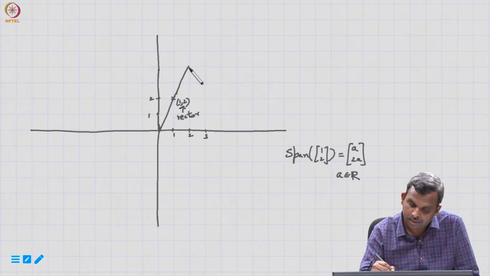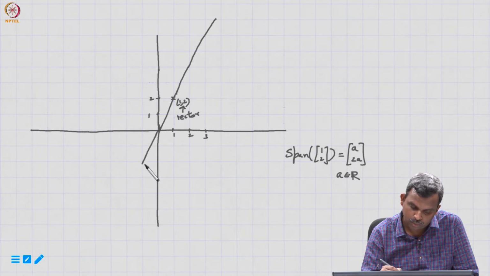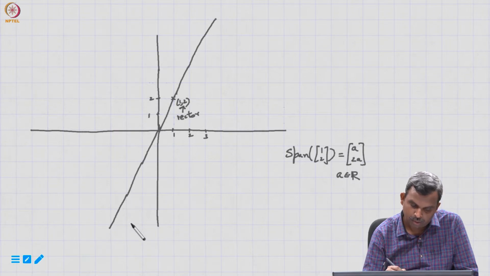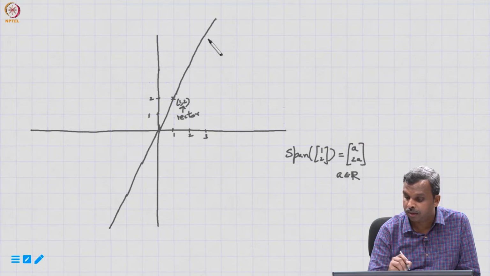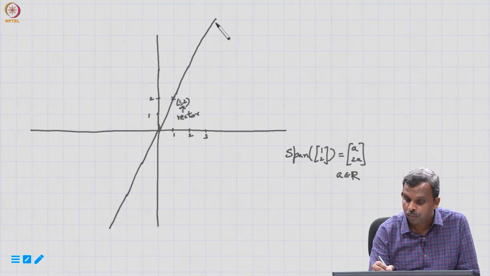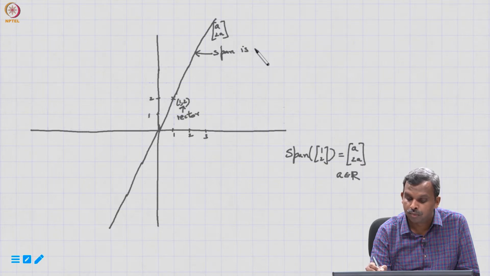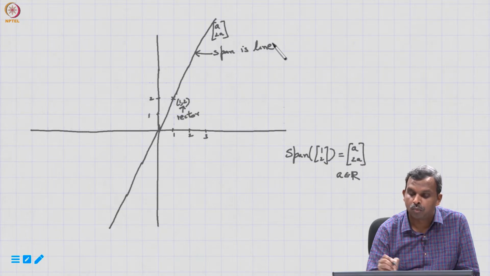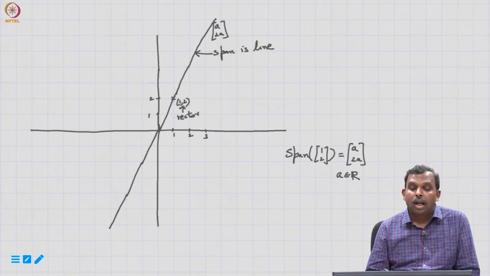They go on like this, like that, and then on this side also they would go on like this. Maybe I didn't draw it very cleanly, but you can see this is the span. The span is the straight line. That's the line passing through (1, 2) and the origin.